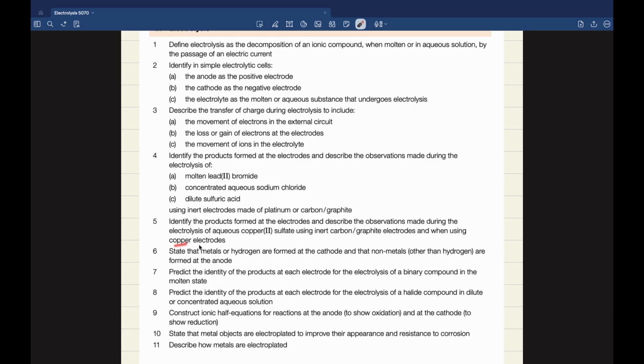And when using copper electrodes, the part we did today in the case of purification of copper, in which we say that the electrolyte's color does not change, etc. See, molten lead bromide, concentrated solutions, dilute sulfuric acid. We did all of these examples. The movement of electrons in the external circuit, that is something very important. You see, movement of ions happens in the electrolyte, and loss and gain of electrons, in reference to reduction or oxidation, we did all of that. And we were able to do all of this as well.